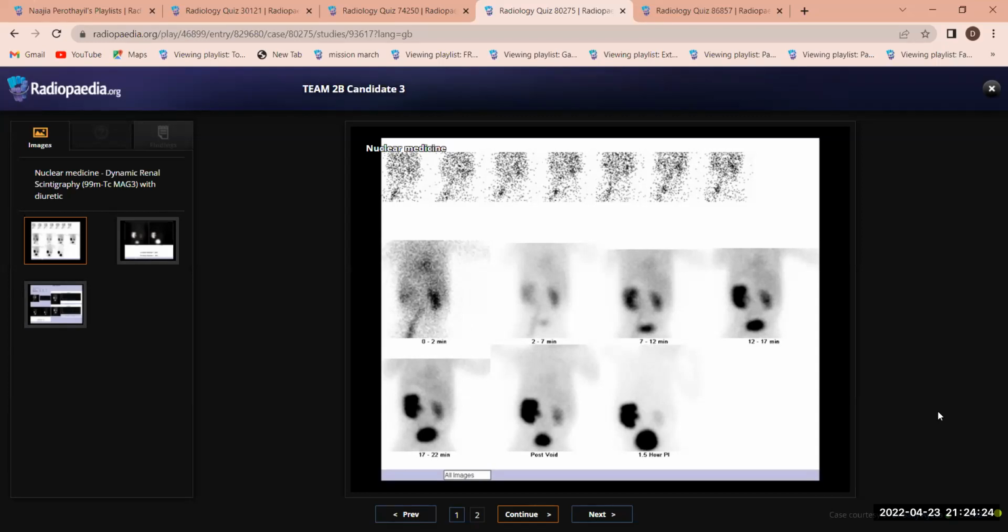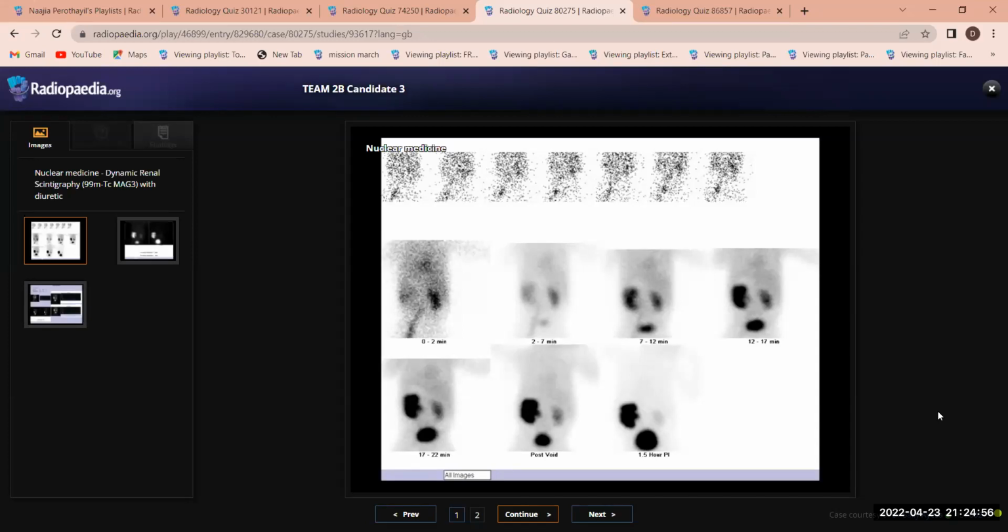So I would like to correlate with the patient's antenatal scans to see what structural abnormality they are suspecting, because in this scan there is definitive functional obstruction, as I don't see any excretion of the contrast through this kidney. And I would like to correlate with further imaging of the genital system as well, because renal abnormalities are associated with genital abnormalities as well.